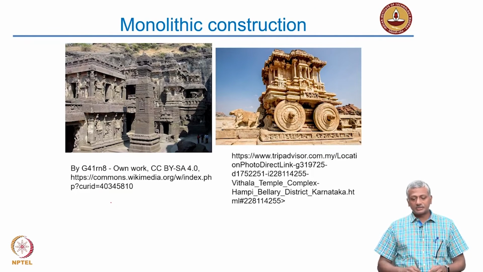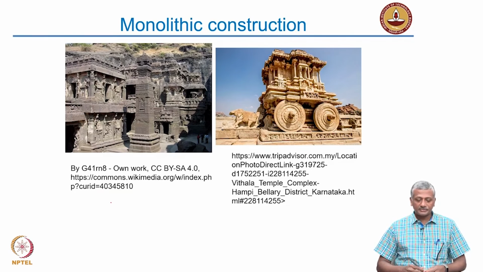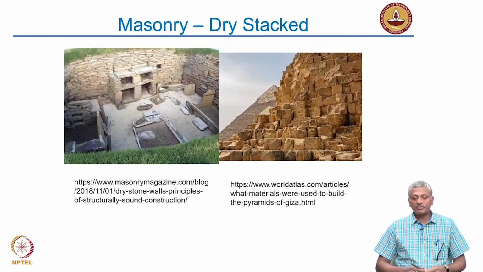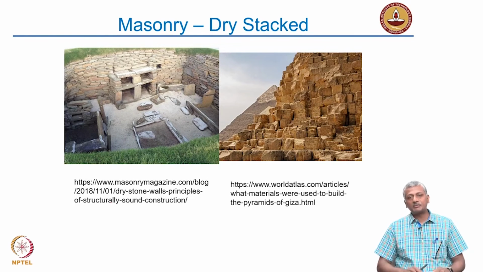Monolithic constructions, of course, in India there are a lot of examples. There are several different temples and forts which have been carved out of single stone. And then you have masonry. In the past, when people did not think about using binder systems or binding agents between the blocks, they dry stacked the masonry.